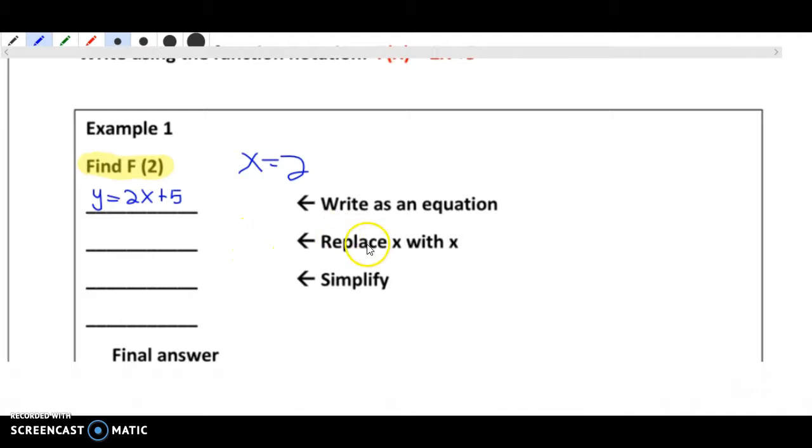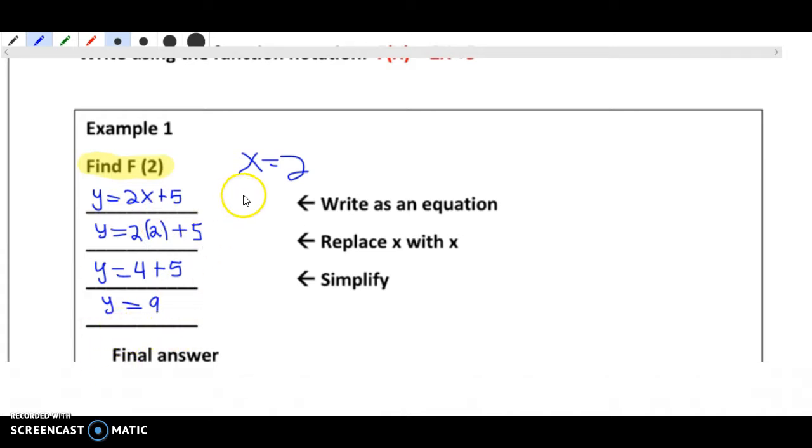Then we're gonna replace x with 2. So x is equal to 2, so we're gonna replace x with 2. And we're going to simplify. Now we should actually write this in functional notation because that's our goal.